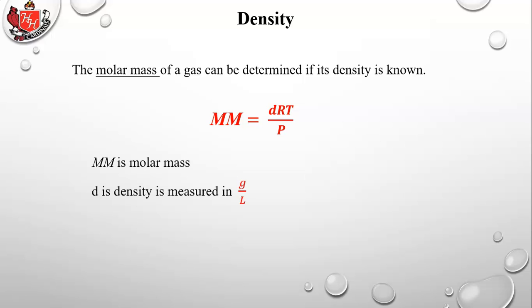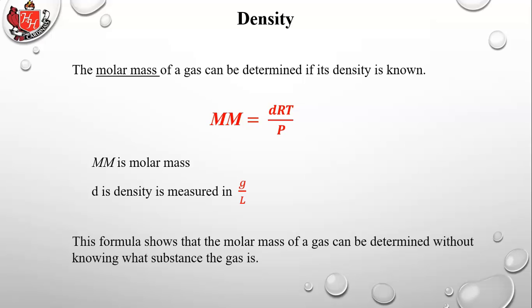So MM is molar mass, D is density, and it's measured in grams per liter. That's the units of measure that you need for the density. So if you're given a mass in kilograms, you need to convert to grams. If you're given a volume in milliliters, you need to convert to liters.